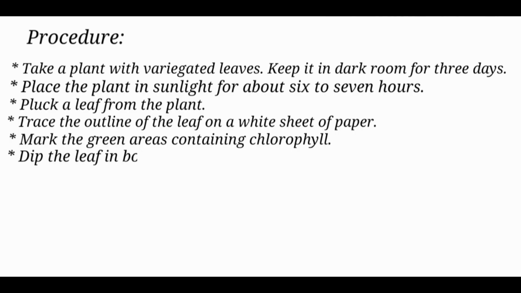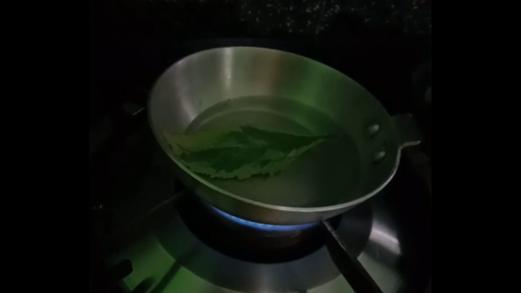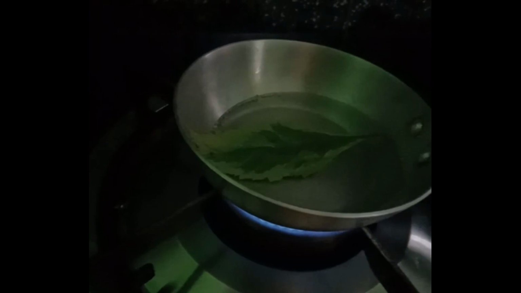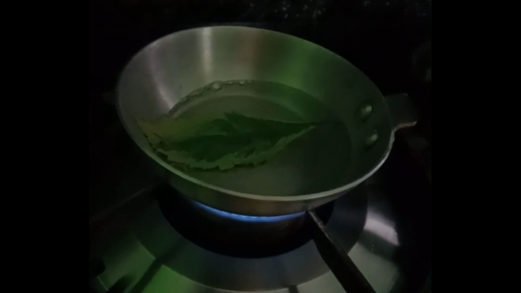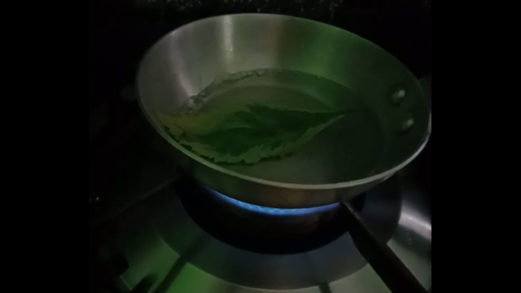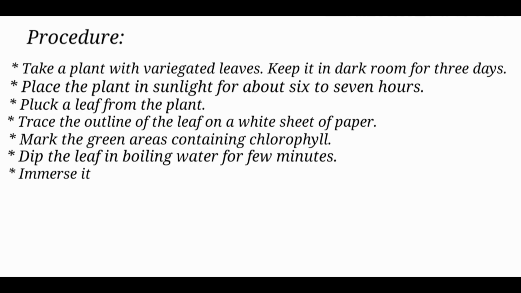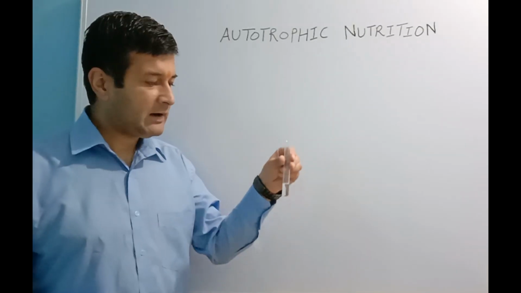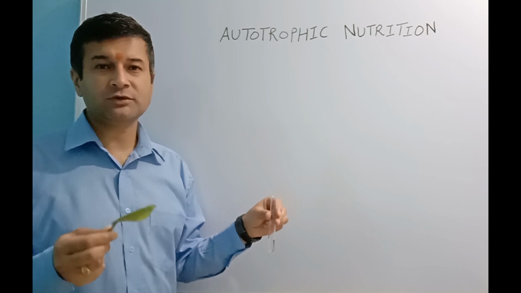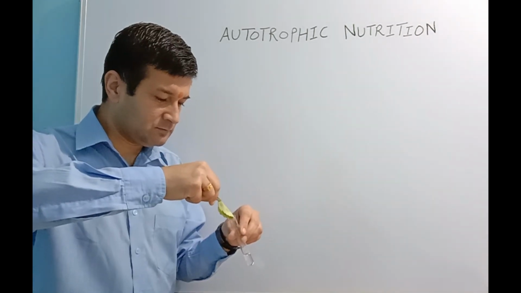Dip the leaf in boiling water for a few minutes. I am taking the leaf and boiling it for few minutes. Immerse it in a beaker containing alcohol. I have taken alcohol in this test tube and now I am going to put the leaf in this test tube.